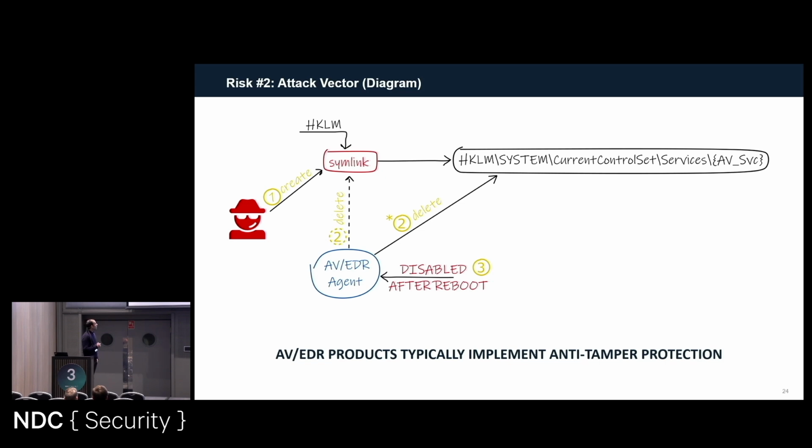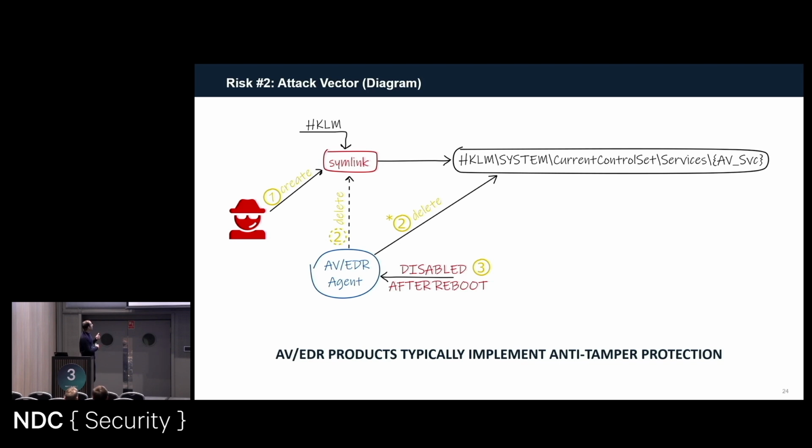And if an attacker is able to delete that registry key that belongs to the antivirus, and then you reboot the system, then basically you disable the antivirus. So what antiviruses and EDRs do, they implement something called anti-tamper protection. Basically to protect their own registry keys, files, and so on, because you don't want an attacker, even the one that is running as an admin, to delete their own registry keys and disable the antivirus this way.